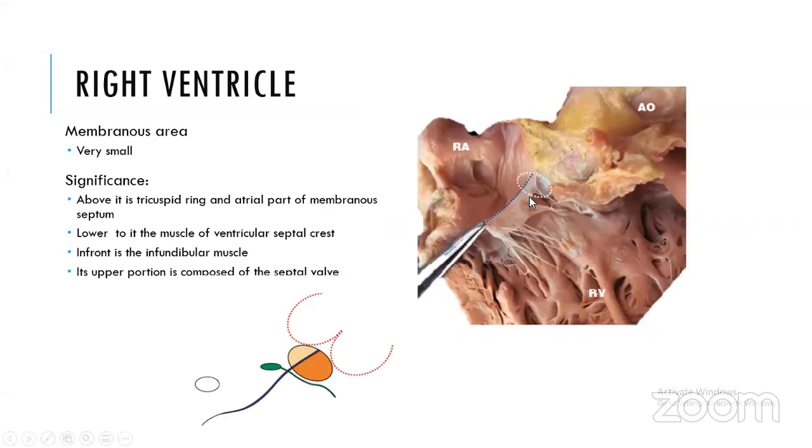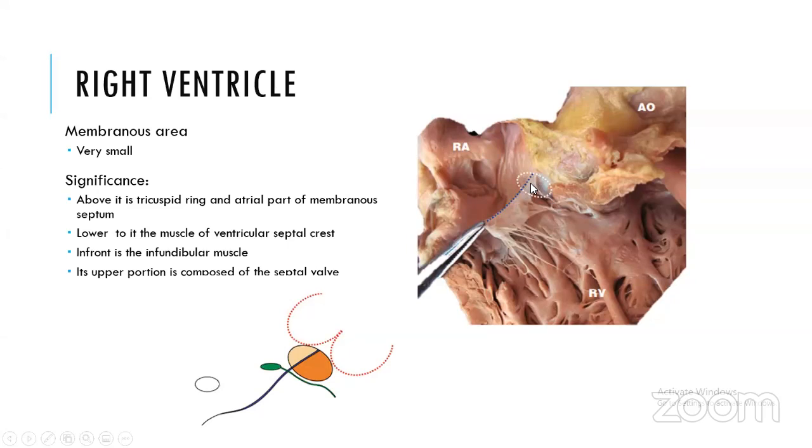The membranous septum is a very small septum, but it has its significance. This is the membranous septum, and this is an illustration of it and the structures near it. Above it is the tricuspid ring and the atrial part of the membranous septum. Lower to it is the muscle of the ventricular septal crest. In front is the infundibular muscle. Its upper portion is composed of the septal valve. So this is the membranous septum.